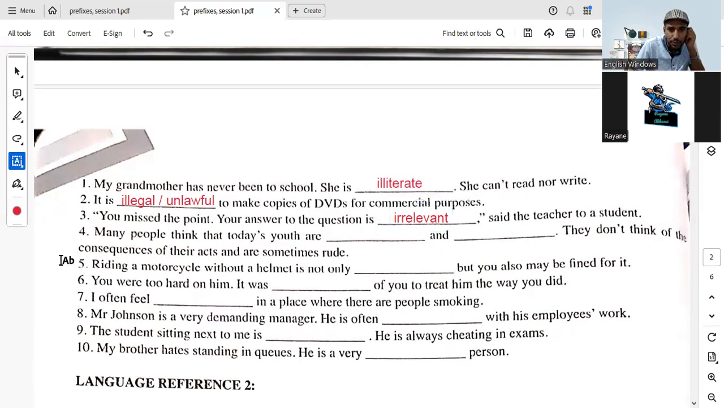Well, let's move to number 4. Many people think that today's youth are irresponsible and disrespectful, who don't think of the consequences of their acts and are sometimes rude. Excellent job. Disrespectful, or there is another word which is impolite, right? Impolite. But disrespectful is also correct. Very good, excellent job.